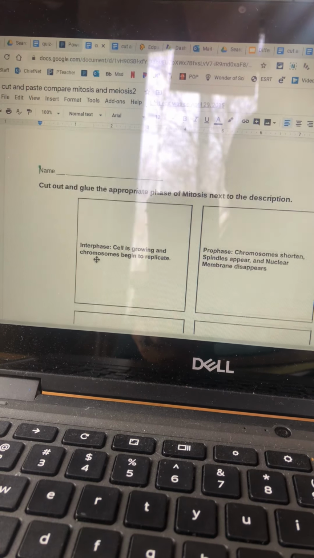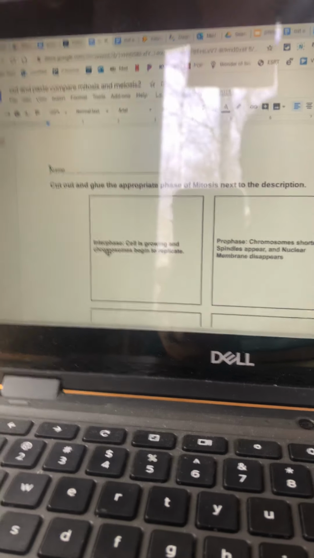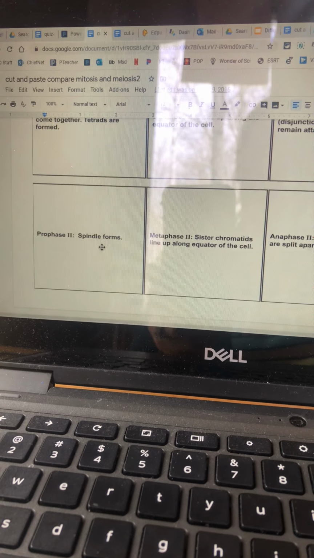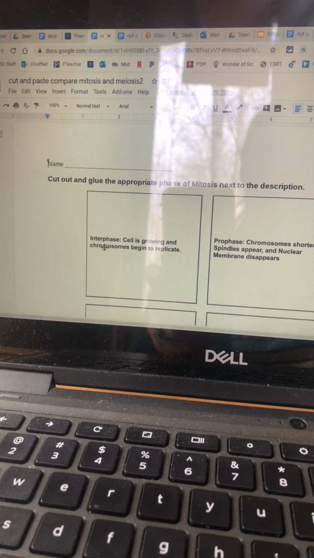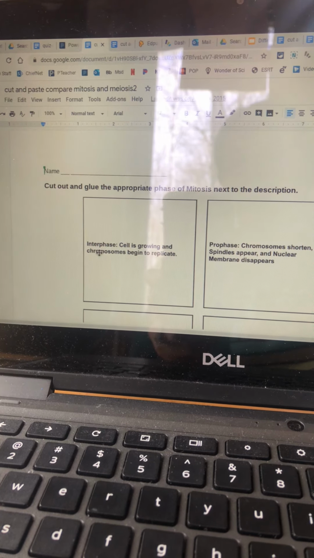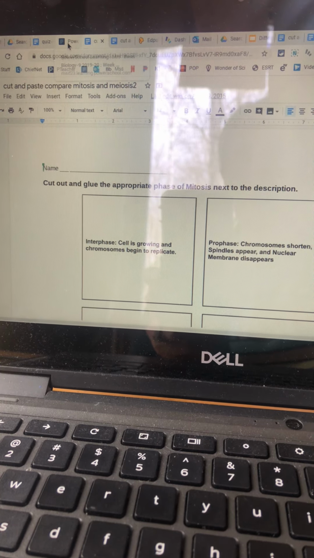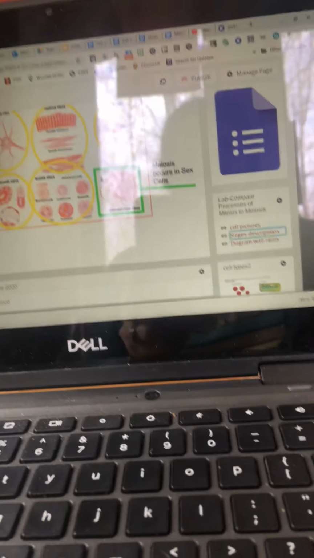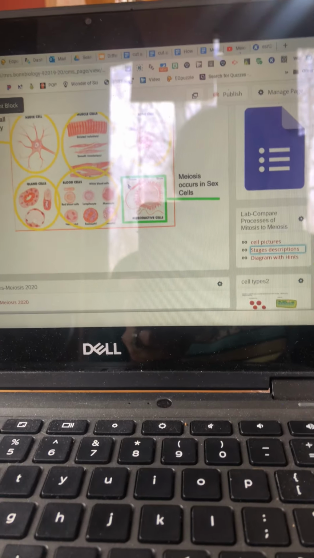So this lab will probably take us the entire Google Meet on Tuesday and the entire Google Meet on Thursday. So that is the plan for our Google Meetups. And that will be your final assignment for the week.